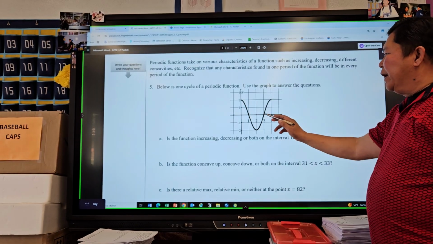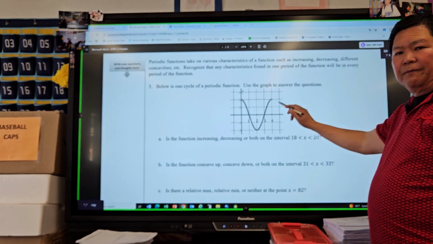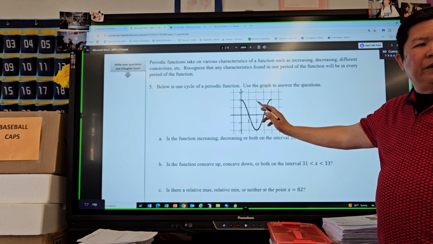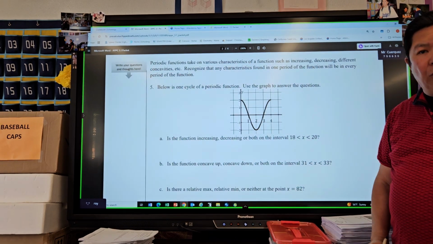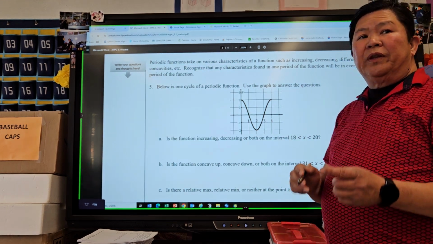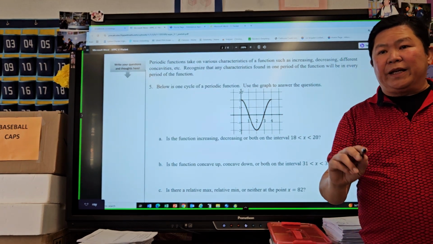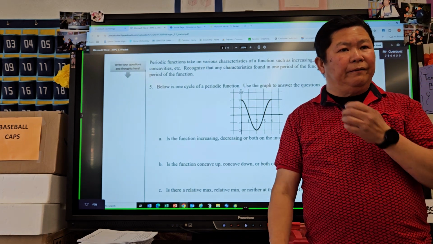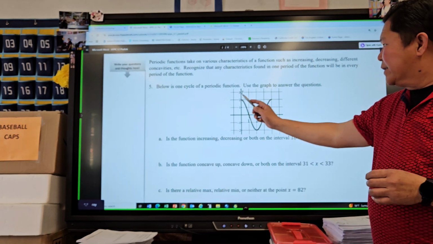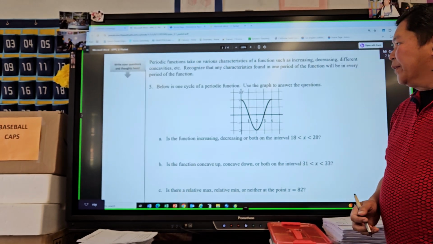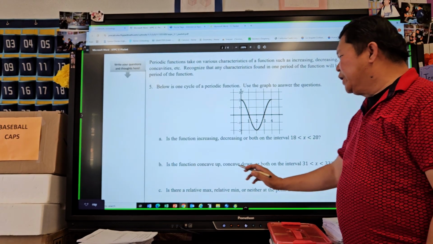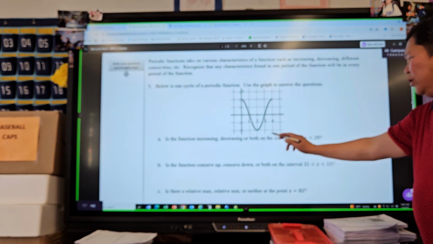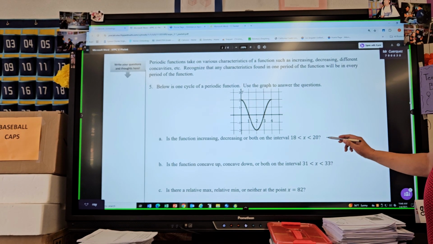Now, look at this. What is the period of the function? Look at the graph. What is the period of the function, guys? 4. So the period is 4. That means every cycle takes 4. Right? One cycle, one period. It takes 4 units. Now, question: is the function increasing, decreasing, or both on the interval 18 to 20?